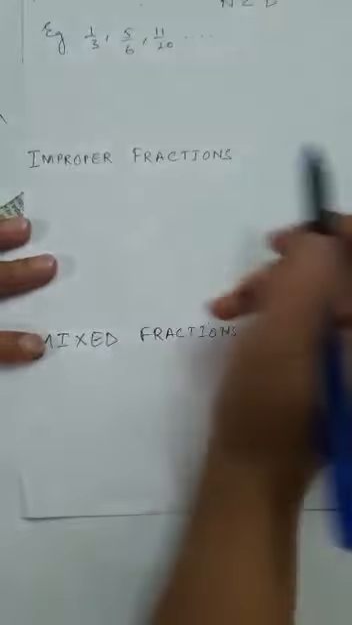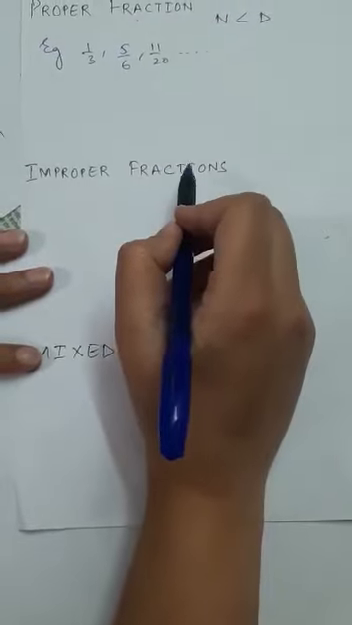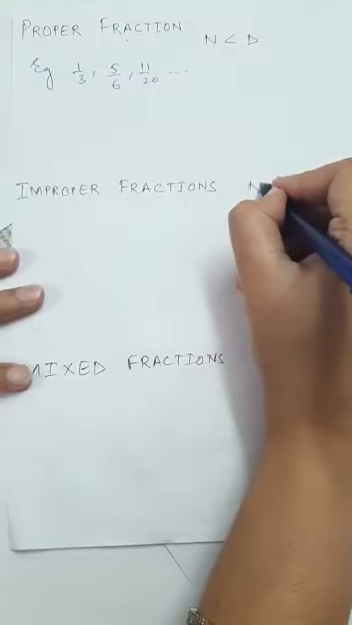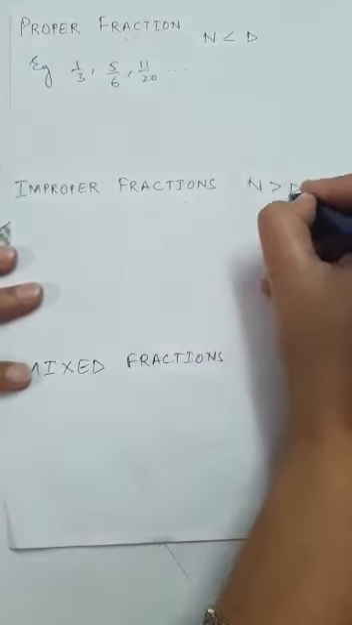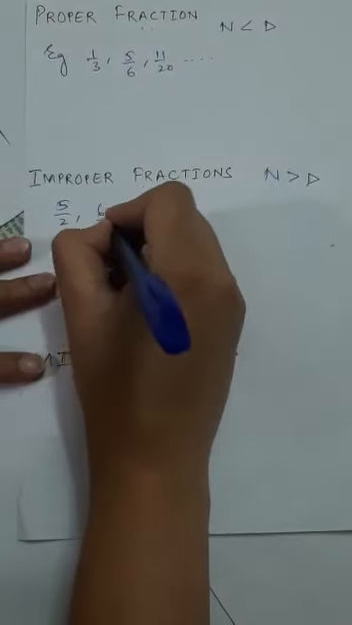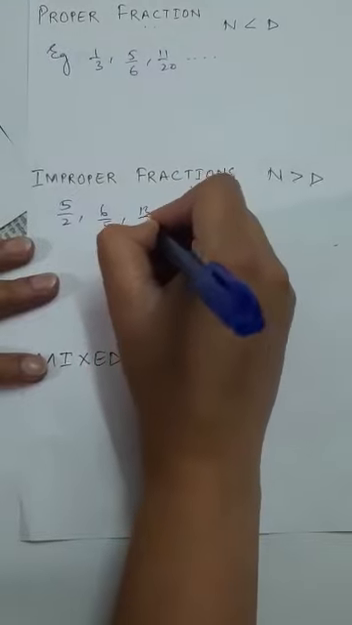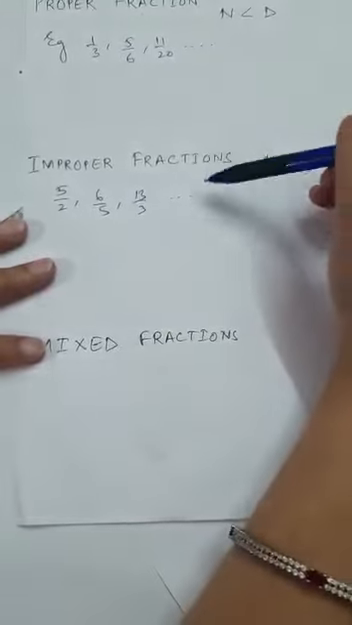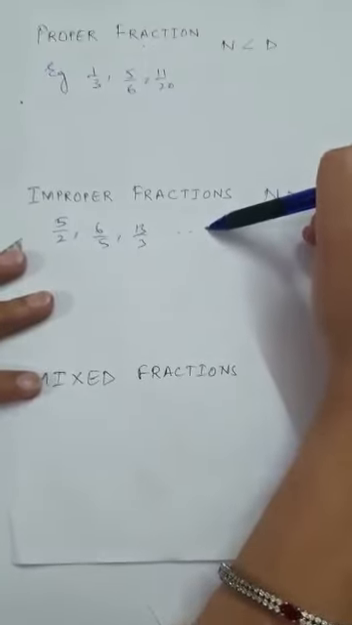Now, improper fractions. Nothing is basically improper about these fractions. They are just called improper fractions, in which the numerator is always greater than the denominator, like 5/2, 6/5, 13/3, etc. Now, what is the difference between the proper fraction and the improper fraction?